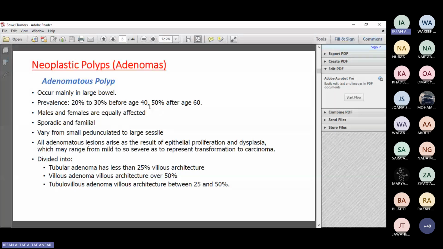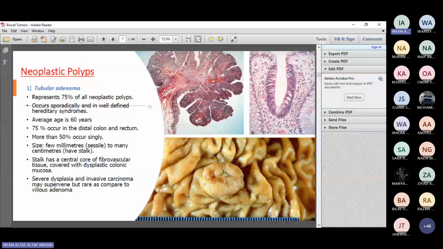So we go to the tubular adenoma. That's the most common type of adenoma. 70% of all neoplastic polyps are tubular adenomas. It occurs sporadically as well as in well-defined hereditary syndromes like HNPCC. As you see in our case, we found 3 tubular adenomas and 1 large carcinoma. Average age is around 60 years. 75% occur in the distal colon and rectum, like the rectosigmoid, sigmoid colon, or descending colon.